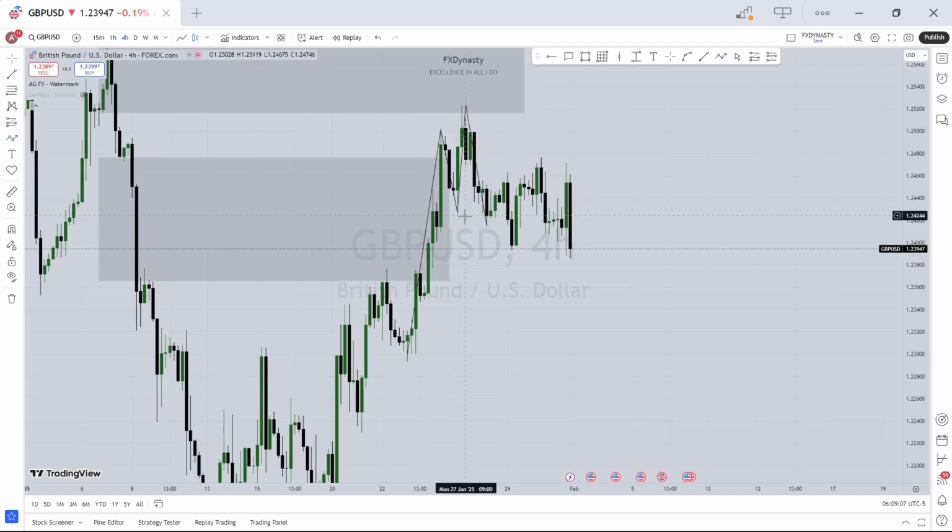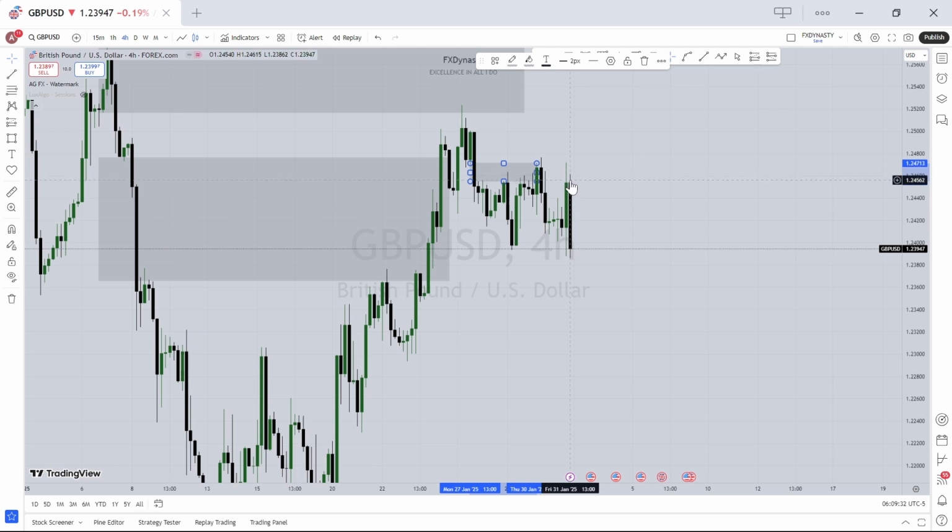Meaning we have a market structure shift. Price making that market structure shift, price also created what? An imbalance on the 4-hour time frame. You can see this imbalance was tested multiple times. 1, 2, 3, 4, and 5 times. Price tested this imbalance 5 times.